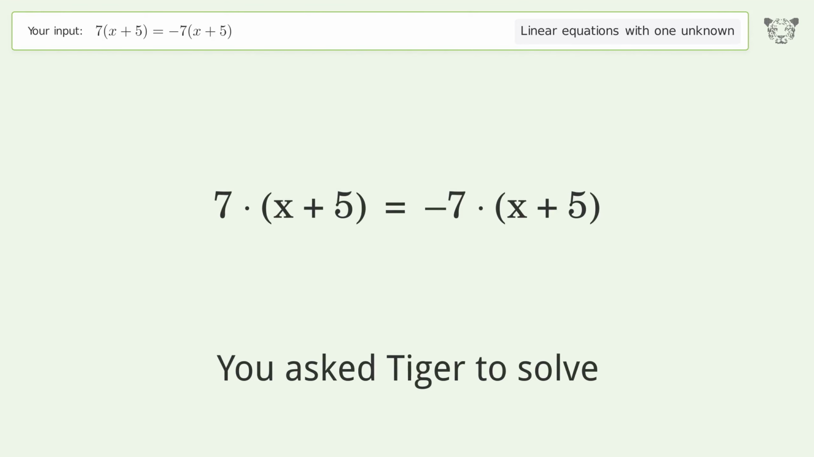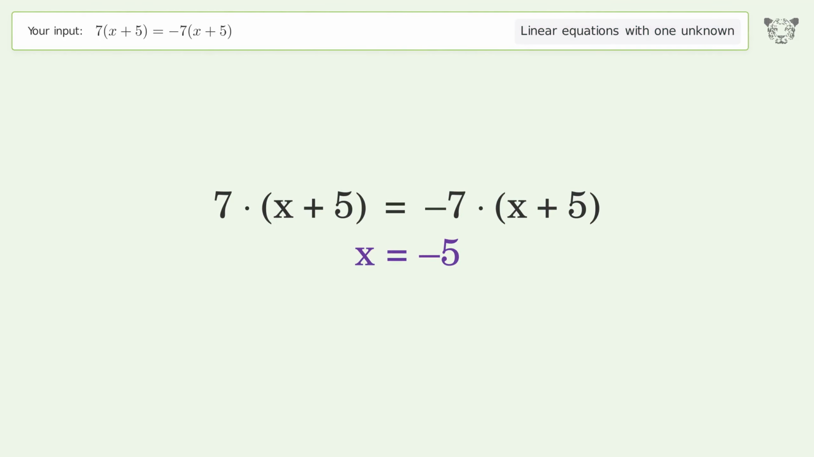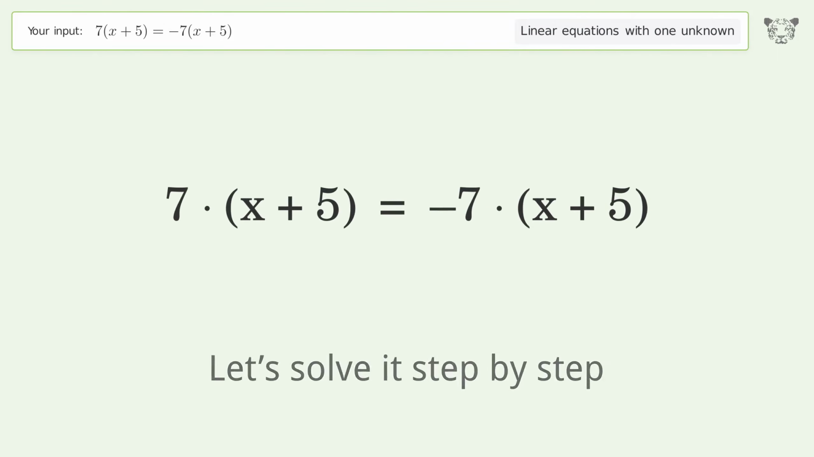You ask Tiger to solve this. It deals with linear equations with one unknown. The final result is x equals -5. Let's solve it step by step.